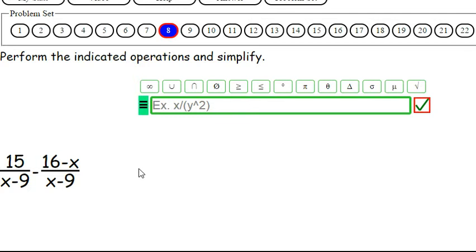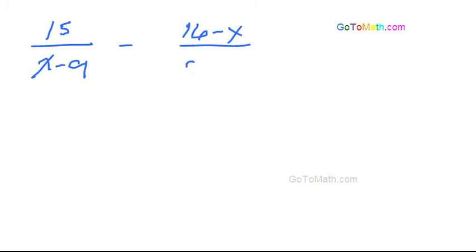So we have 15 over x minus 9 minus 16 minus x over x minus 9. That doesn't look too bad. Looks a whole lot easier than what we did earlier. Odd, very strange. Normally problems get more difficult as we go along. So 15 over x minus 9, and then 16 minus x over x minus 9.